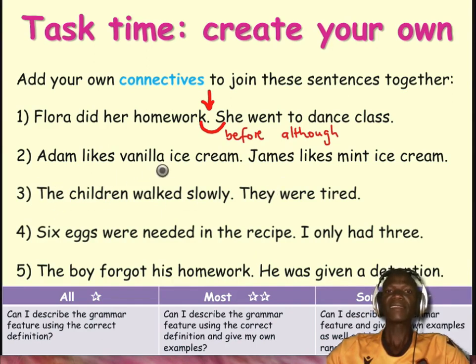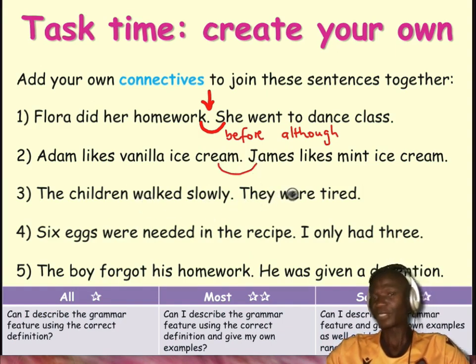Adam likes vanilla ice cream. James likes mint ice cream. So these can be joined, and you will find a way of joining them. You choose a word of your choice to join them. The children walked slowly, they were tired. Here, you may need a qualifying connective, like because.